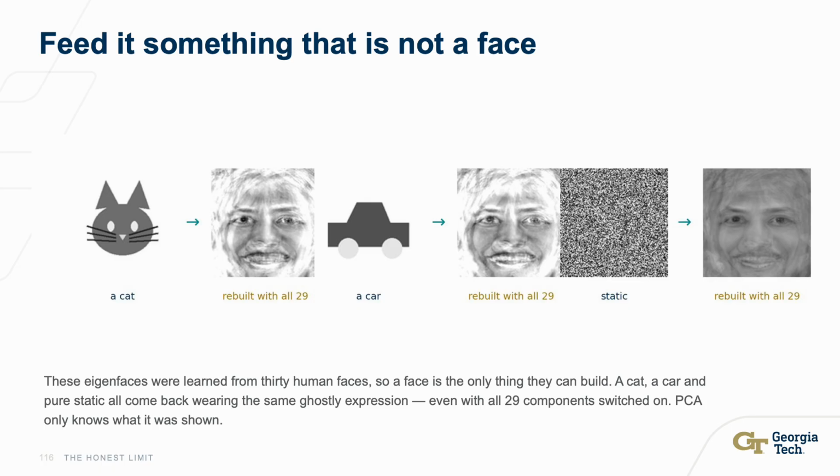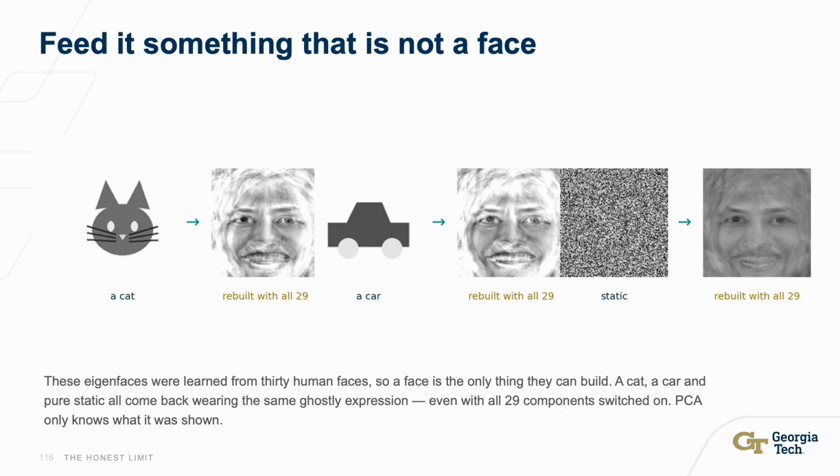And here is the honest limit. These eigenfaces were learned from 30 human faces, so a face is the only thing they can build. Feed the model a cat, a card, or pure static, and all three come back wearing the same ghostly expression, even with all 29 components switched on. The model does not refuse. It does not signal that anything is wrong. It projects whatever you hand it onto the only thing it knows.